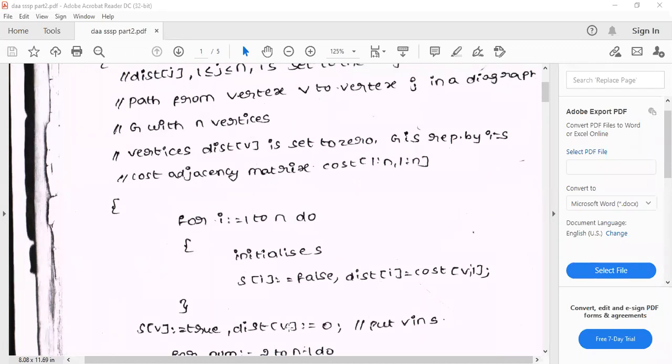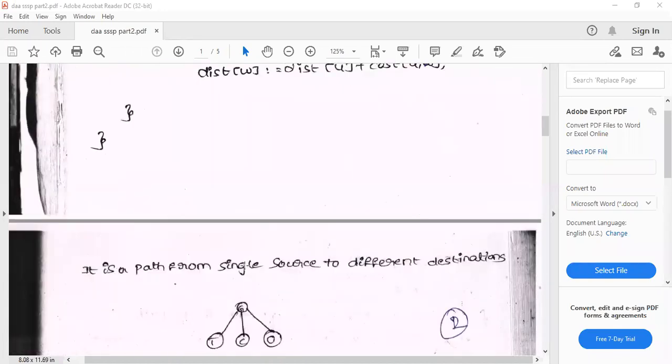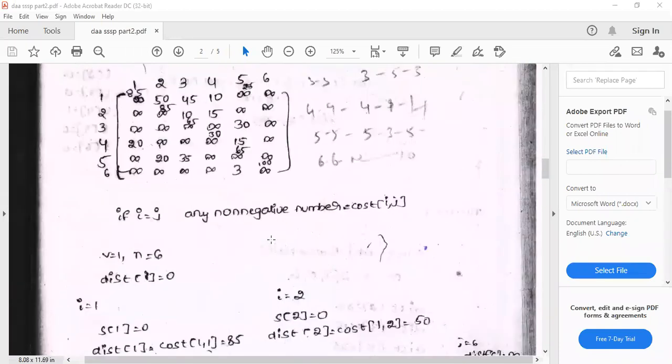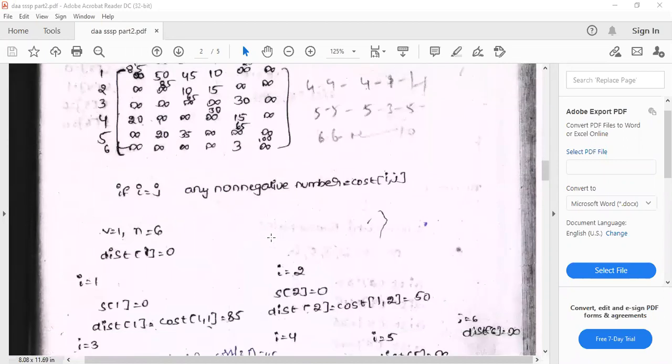Next, distance i equal to cost of v comma i. V comma i means here cost of 1 comma 1, then 1 comma 2, 1 comma 3, 1 comma 4, 1 comma 5, 1 comma 6. So here you are representing cost of 1 comma 1 is 0, cost of 1 comma 2 is 50, distance 3 equal to cost of 1 comma 3 equal to 45.